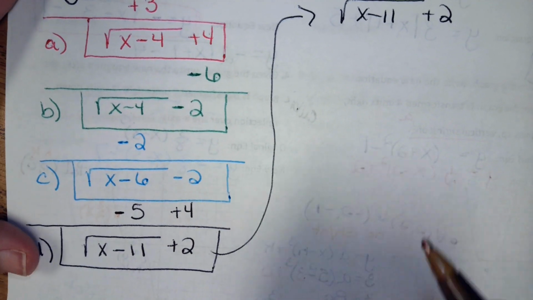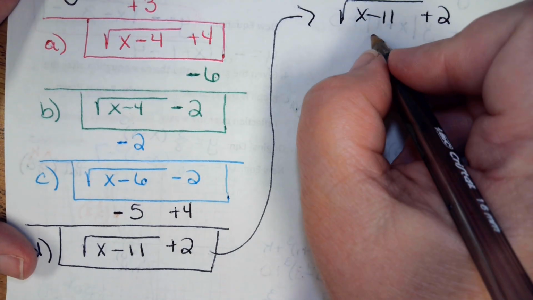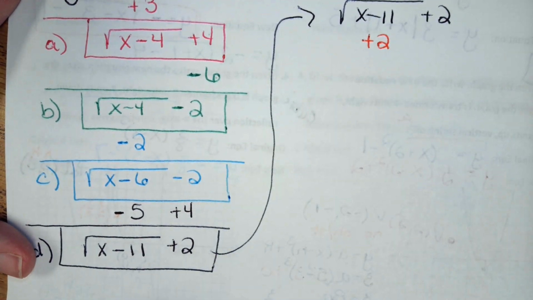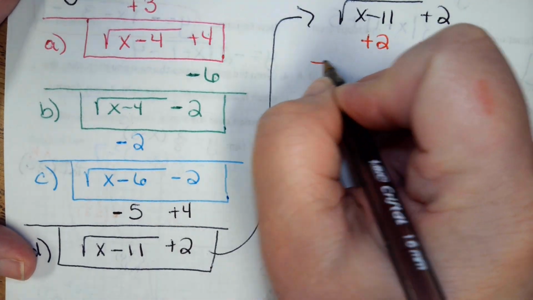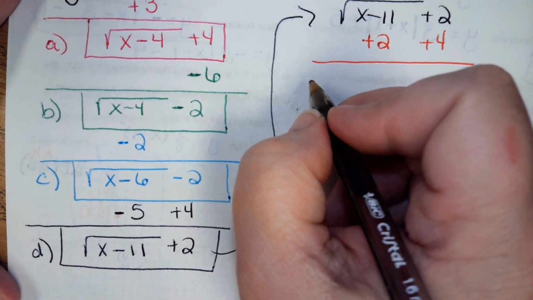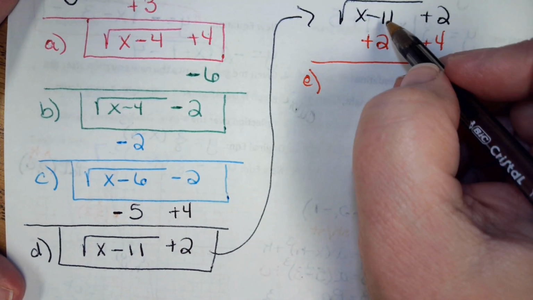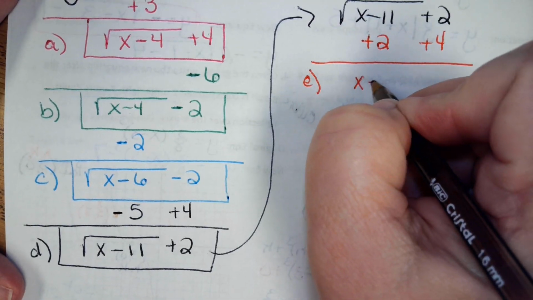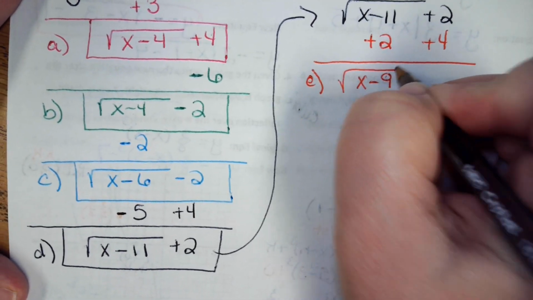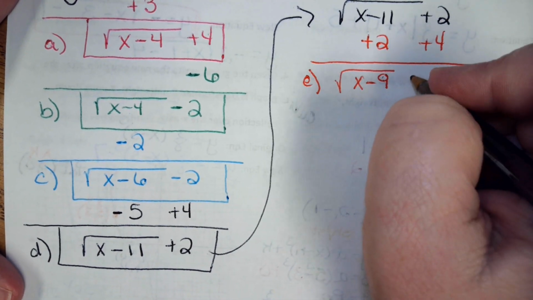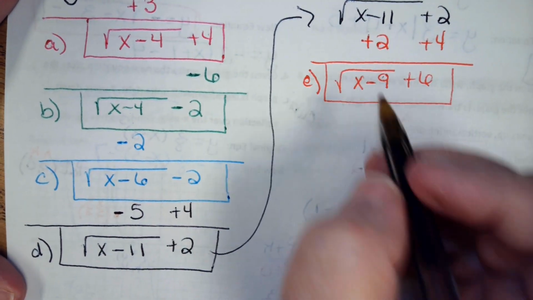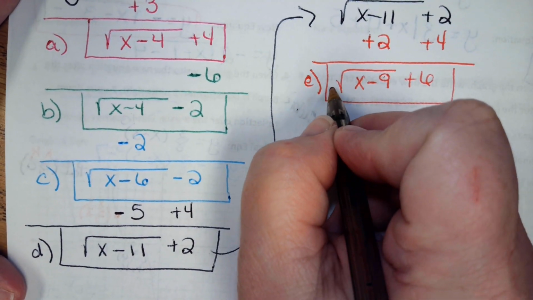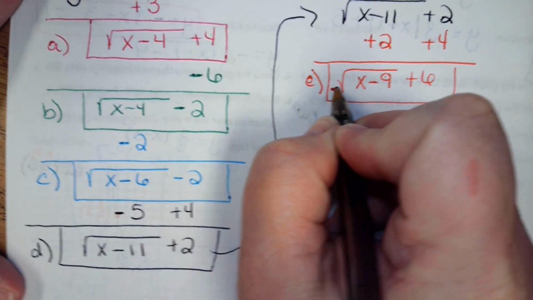All right, for E, it says left 2, so we know we're going to add 2. Up 4, so we're going to add 4. Negative 11 plus 2 is going to give us negative 9. And 2 plus 4 is 6. And then I've got to go in there and add that reflected part. So I'm going to put my little negative right there.